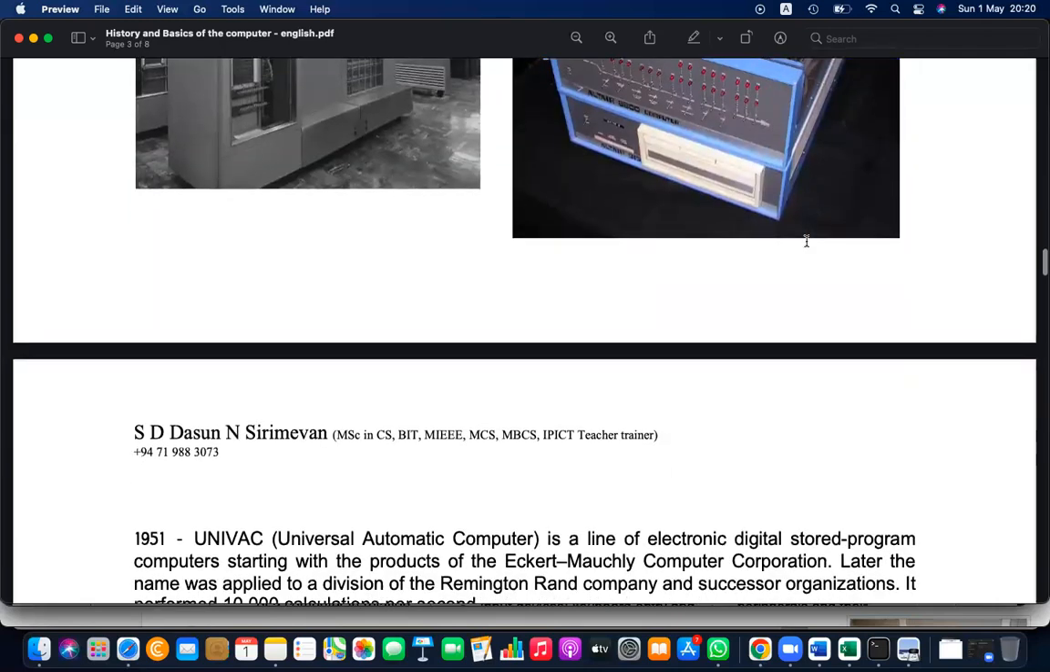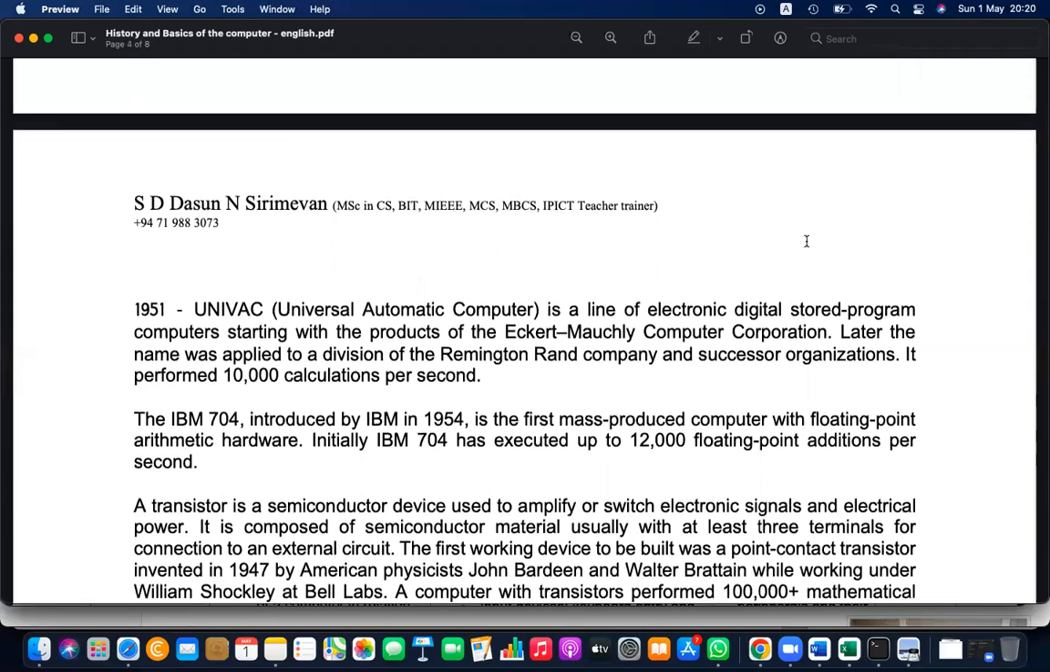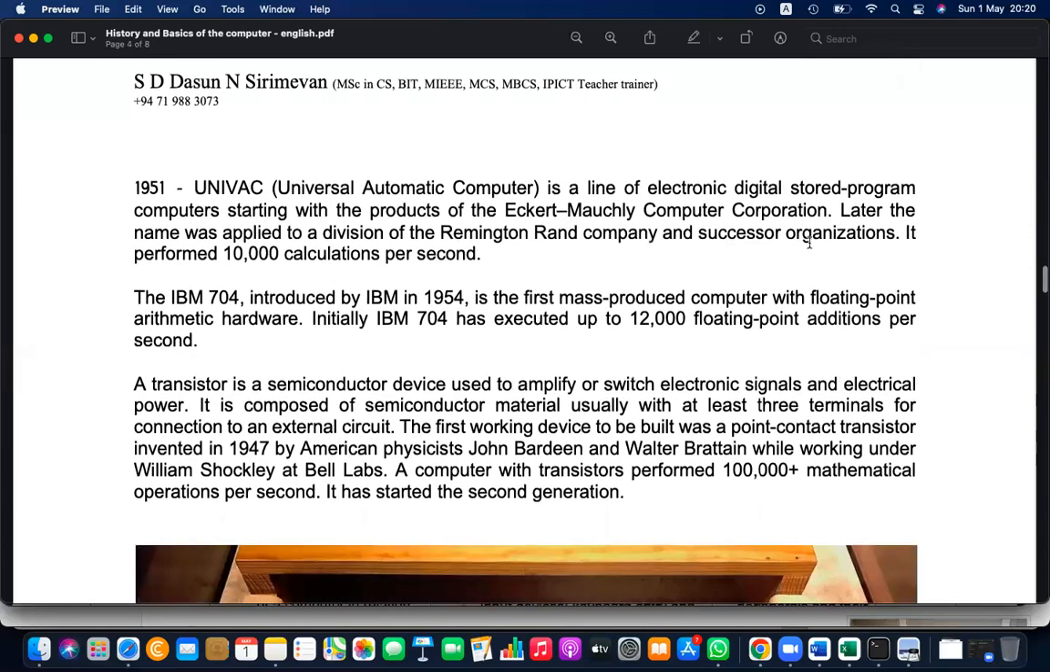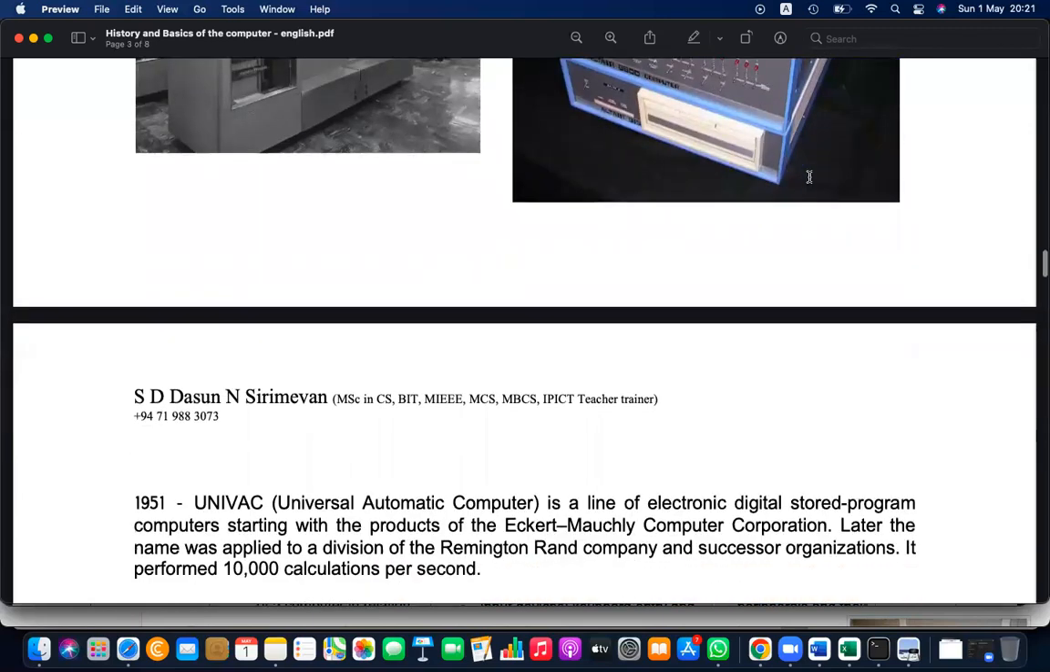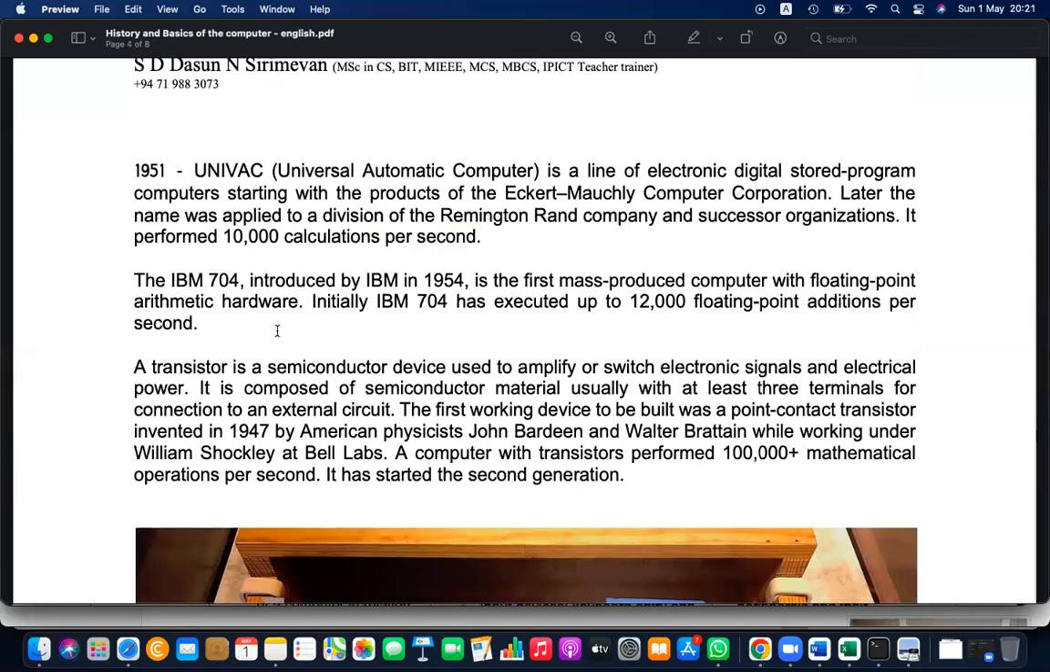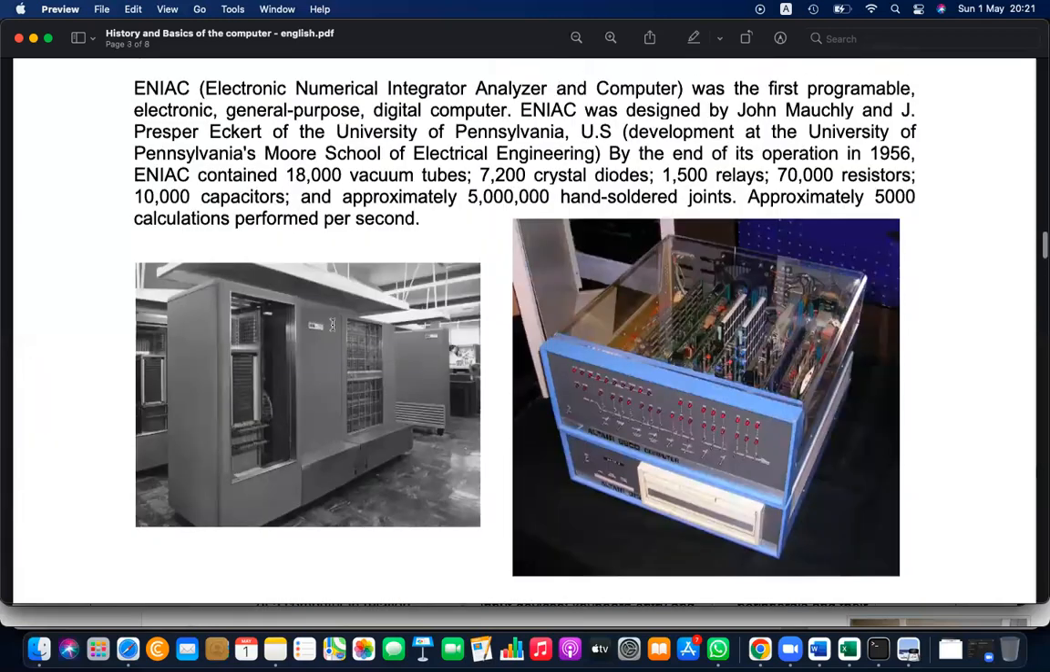And then UNIVAC, EDVAC, MANIAC, likewise, there were a lot of computers. And IBM also came to the market. IBM, International Business Machines, is one of the pioneer companies that developed computers. As a pioneer, they developed business computers. They were also developing computers like the IBM 704. You can see this is an image of that.